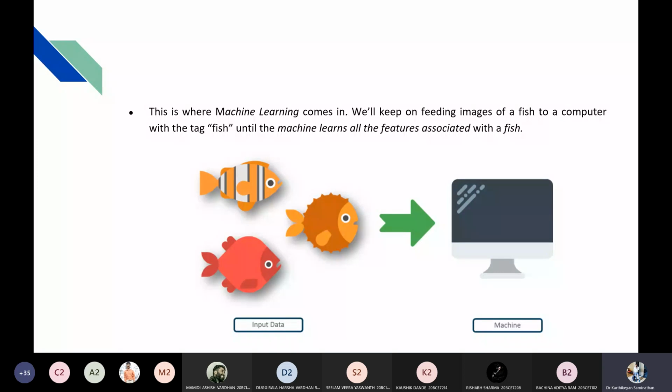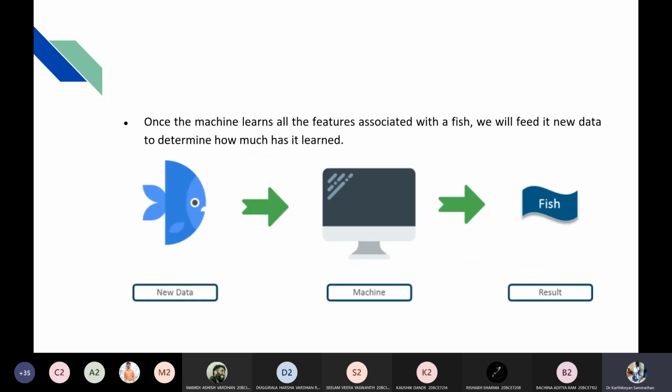Whenever we come across some kind of image, data, or incident, our brain will easily predict. But what about the machine? The machine may not predict. So we need to feed the images into the machine and then train the machine. The machine will learn. How does the machine learn? It learns from the past data, the previous data. In such a way, machine learning plays a vital role.